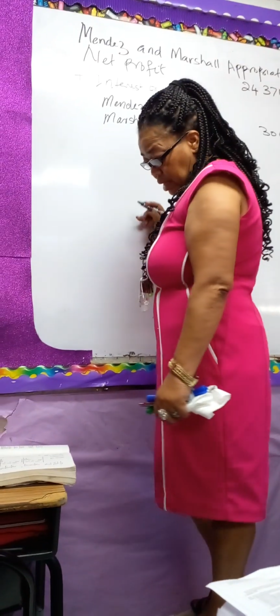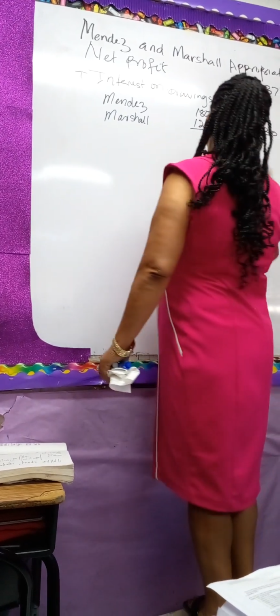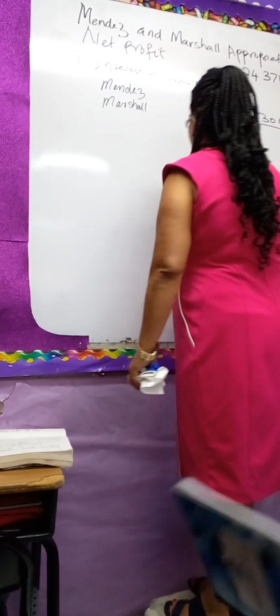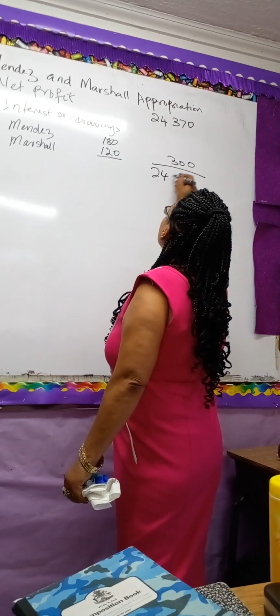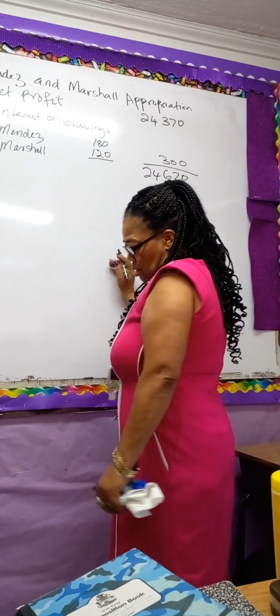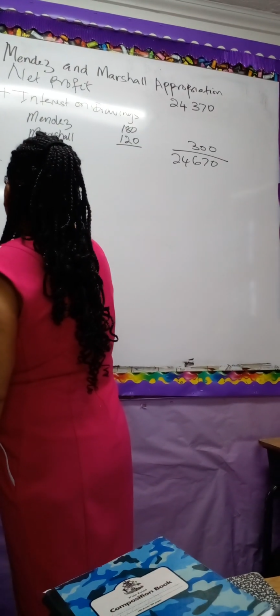So is there anything else that we add? No. So right now we're adding 24,370 plus 300, and that's going to give me 24,670. What am I going to subtract? Salary. I'm going to subtract salary.